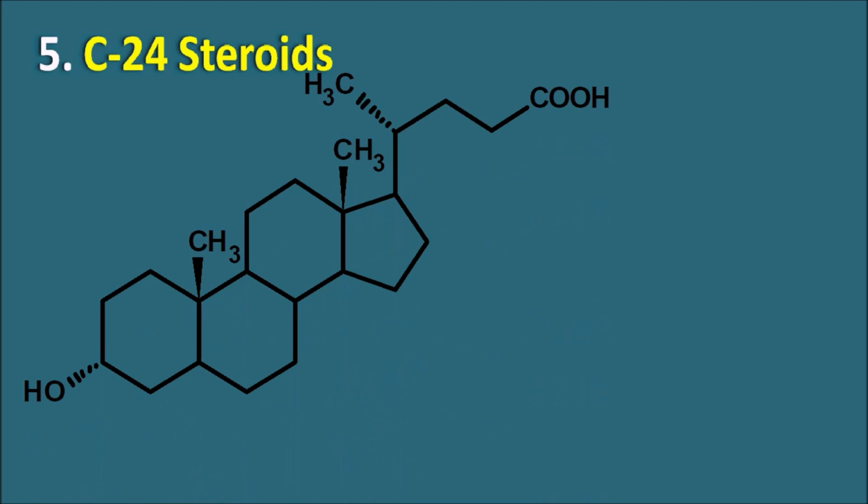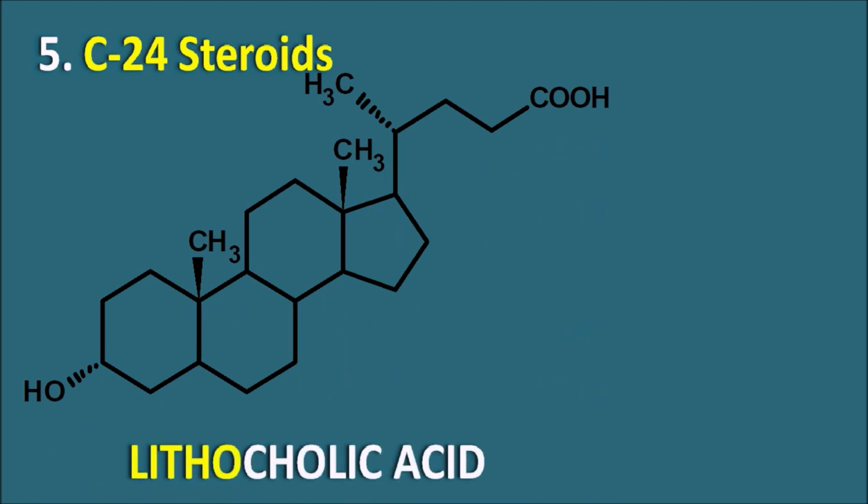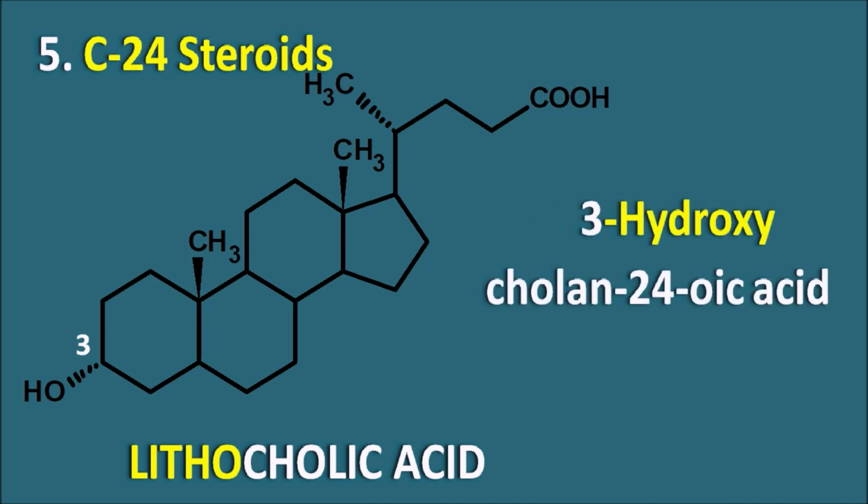Similarly, another secondary bile acid is lithocholic acid. Lithocholic acid has the OH group only at the 3rd position, and is 3-hydroxy cholane 24-oic acid, and since it is derived from the primary bile acids, it is a secondary bile acid. In this way, bile acids have the C24 steroidal ring, and they are derivatives of the cholane nucleus. Next one is the C27 steroids.